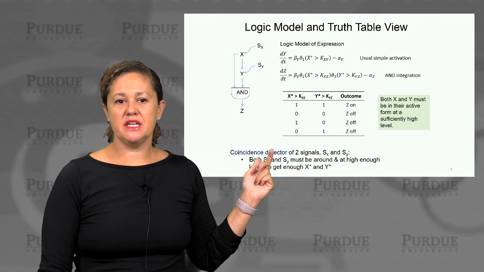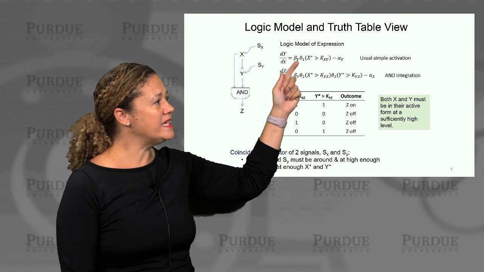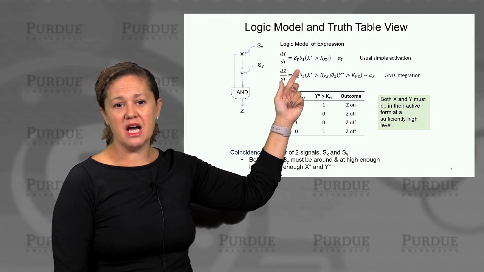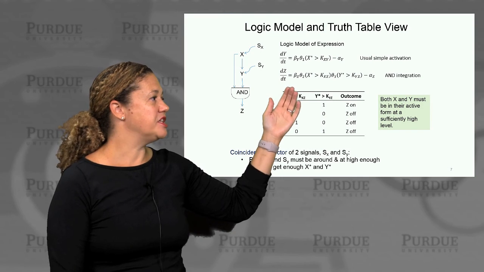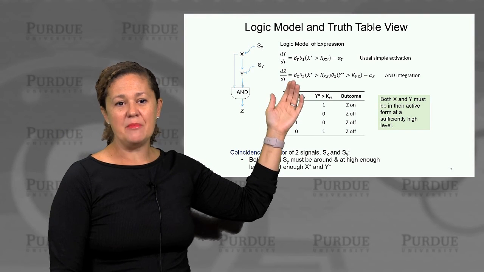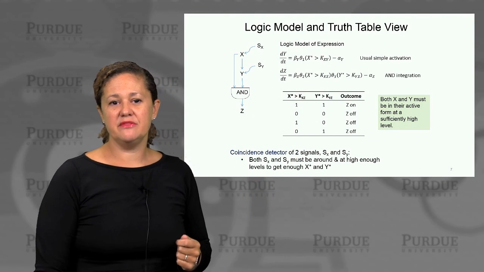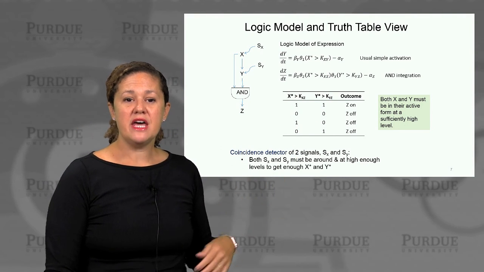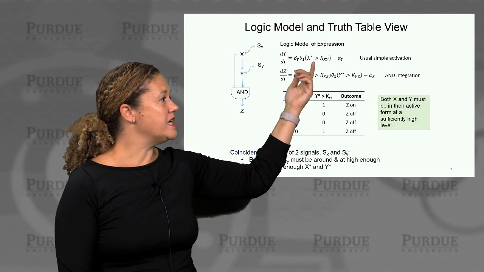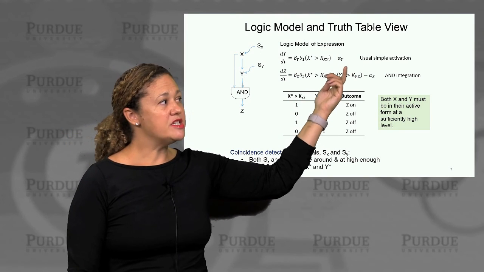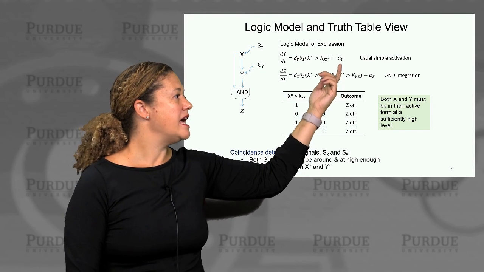So taking a look at this from our logic model point of view and truth table, the expression of Y over time is going to be dictated by our simple activation equation that we looked at previously. So when our activated level of X is greater than a threshold value that's required to activate Y, we get production of Y, and then we have our decay term here represented by our decay parameter alpha sub Y.